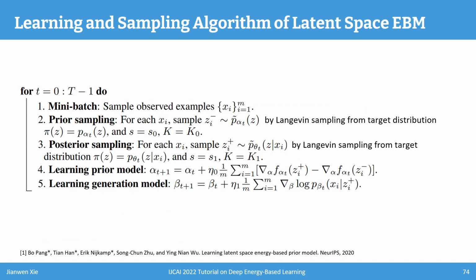I present the whole learning and sampling algorithm for the latent space energy-based model. In each learning iteration, we sample a batch of training data. For each training example, xi, we use Langevin dynamics to draw samples Z minus from the energy-based prior distribution P alpha of Z and draw samples Z plus from the posterior distribution. We then compute the learning gradients by using the samples from the prior and the posterior distribution to update the prior distribution and the generator respectively.